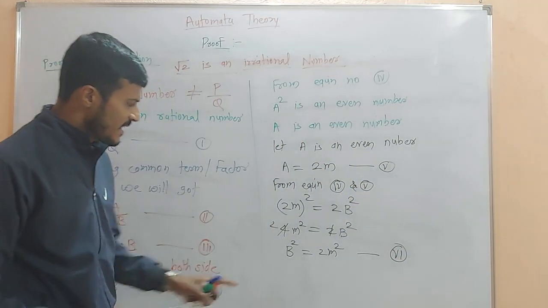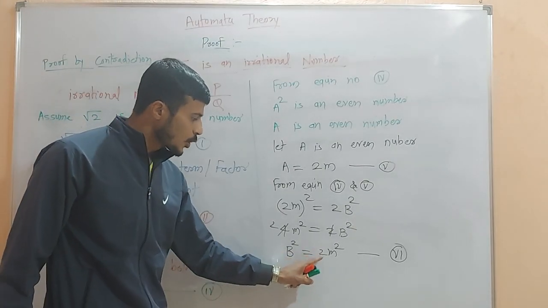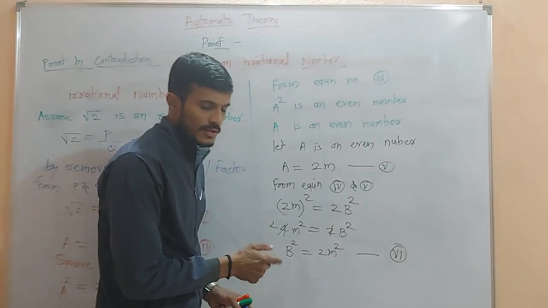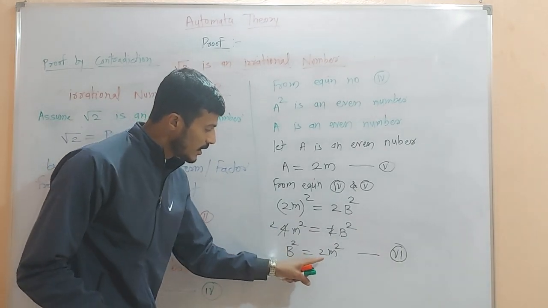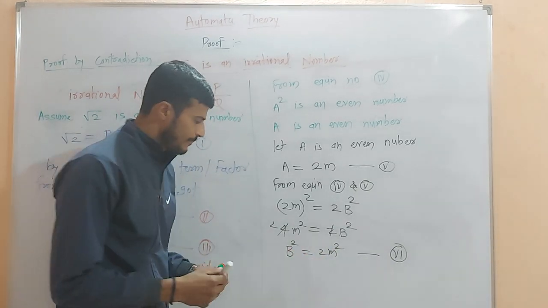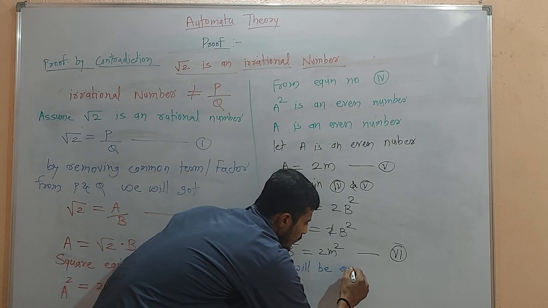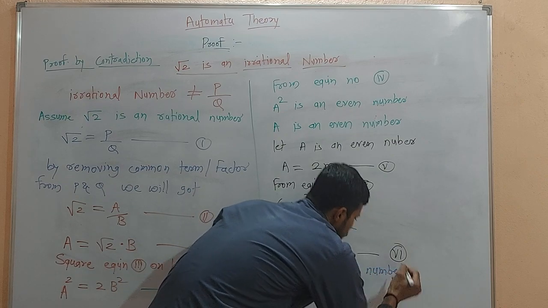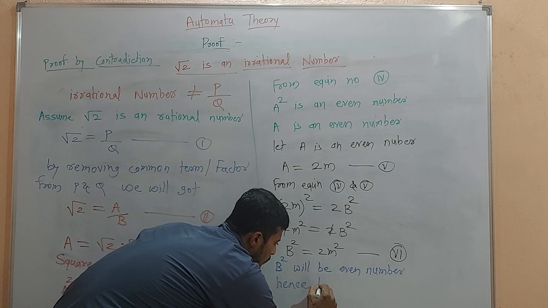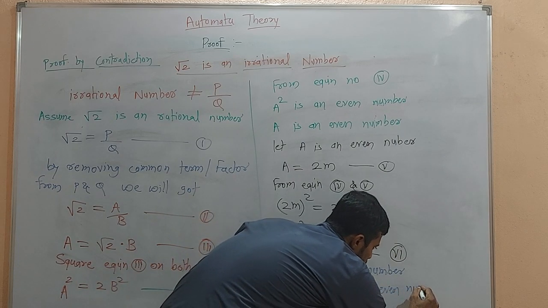So if you observe in equation number 6, b square is nothing but twice of m square, meaning the square of b is nothing but twice of m square. So b square will be an even number. Hence, you can write here, hence b is also an even number.